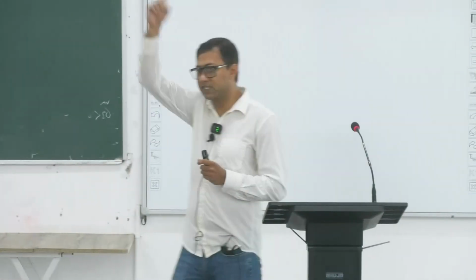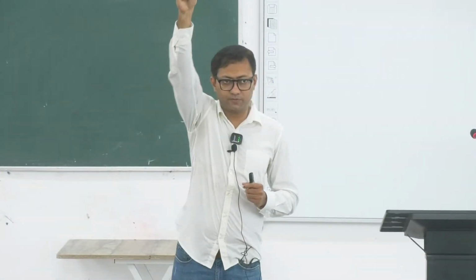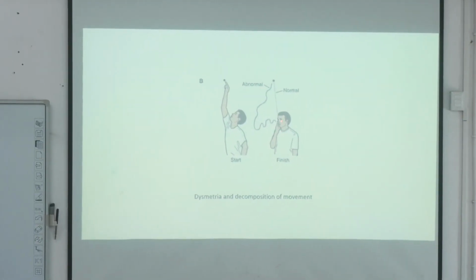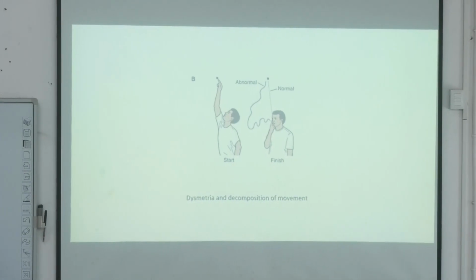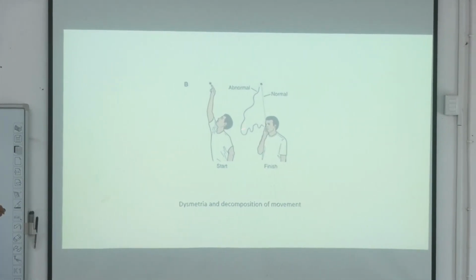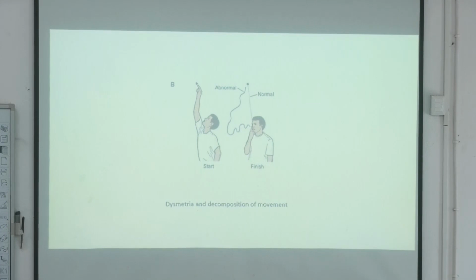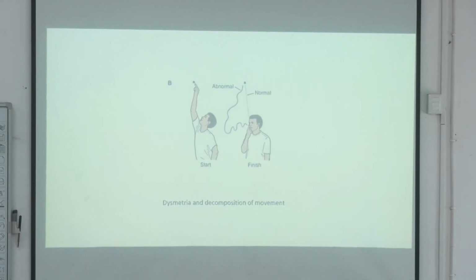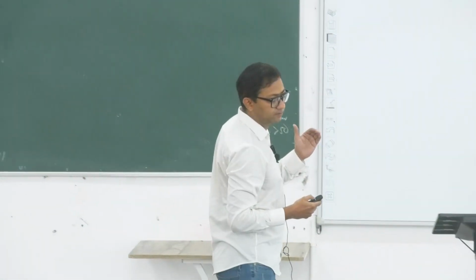Instead of doing a smooth movement from the point above to the point on the tip of the nose, the patient does this haphazard movement and finally touches or may not touch the tip of the nose. So, this is called dysmetria and decomposition of movement.